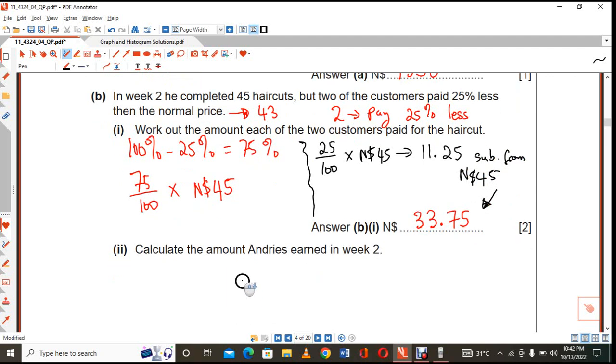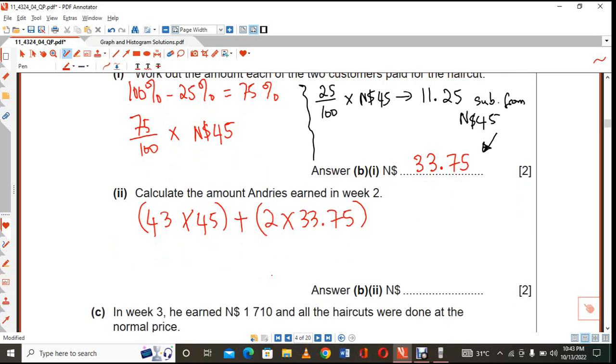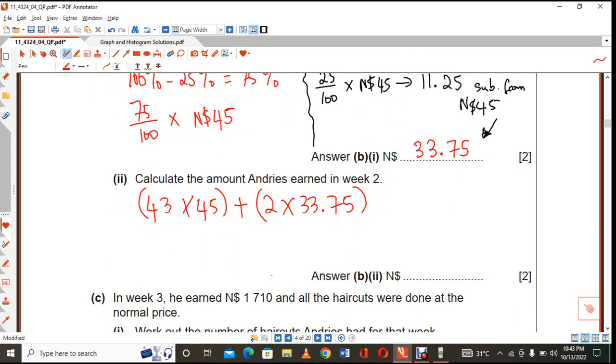Part 2, calculate the amount that he now earns in week 2. So we know that 43 people pay the normal fee of $45, and we know that 2 people only paid $33.75. So you grab your calculator and work that out, and I hope you see that you should arrive at $2,002.50. Okay, so just grab your calculator and work that one out.